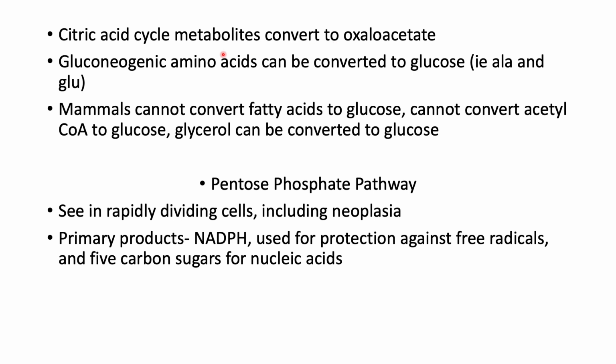So citric acid metabolites that we have convert to oxaloacetate. Also, gluconeogenic amino acids can be converted to glucose. For example, alanine and glutamic acid can be converted to glucose if necessary. Mammals cannot convert fatty acids to glucose. They cannot convert acetyl-CoA to glucose, but glycerol can be converted to glucose.